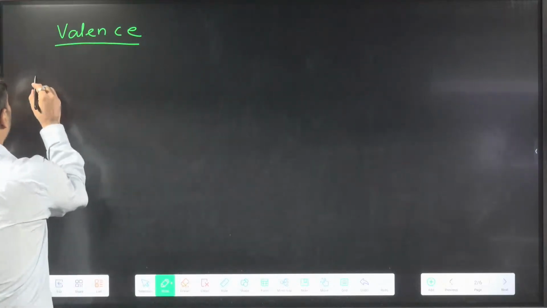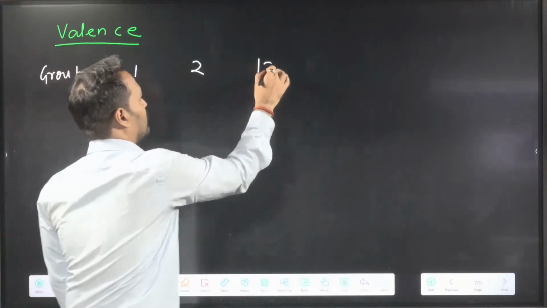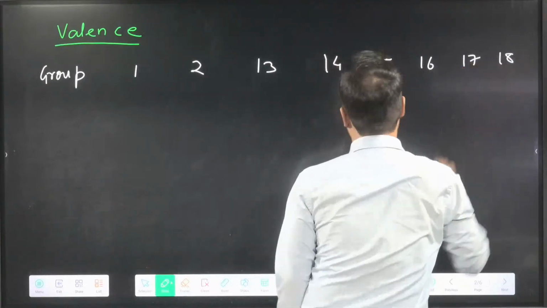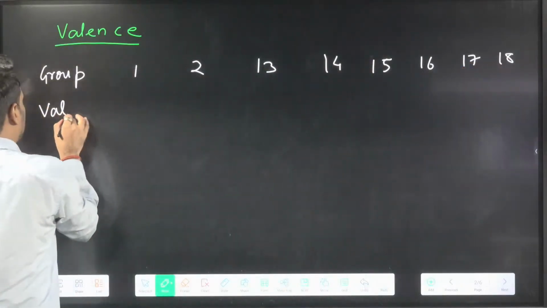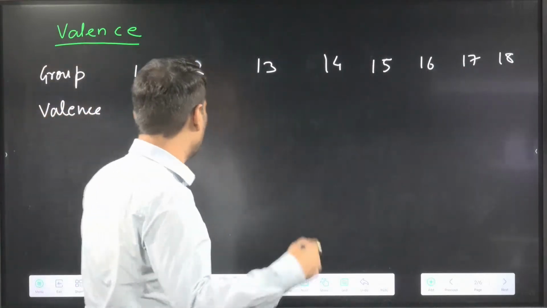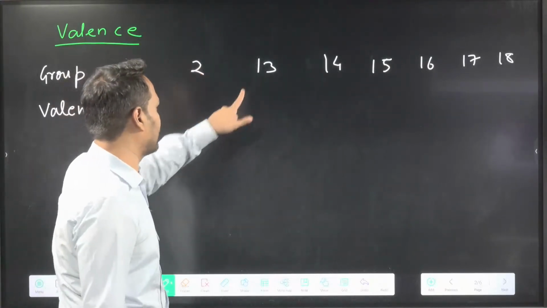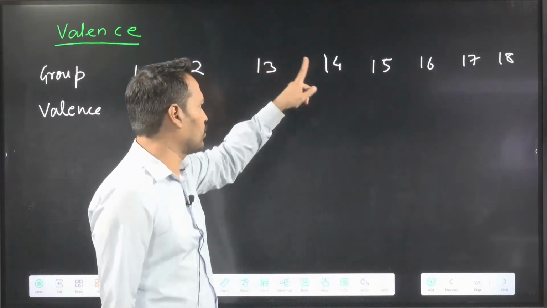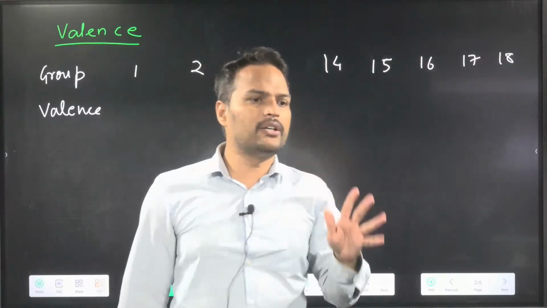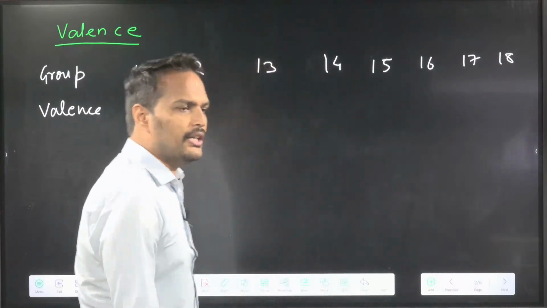I will write a few things first. Suppose you are having group 1. I am writing here group 1, 2, 13, 14, 15, 16, 17, 18, and then we will write here valency. Now you know, group 1, how many valence electrons are there? We know this trick also: group 1 has 1 valence electron, group 2 has 2, group 13 has 3, then 4, 5, 6, 7, 8. So the target is to complete the octet. Either you gain or you lose.